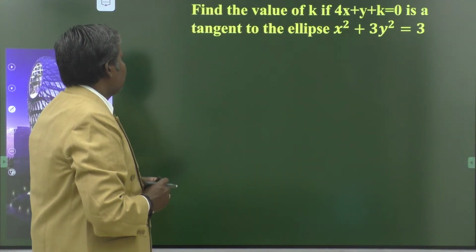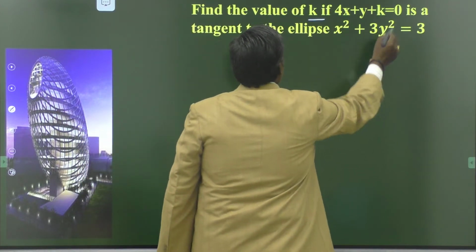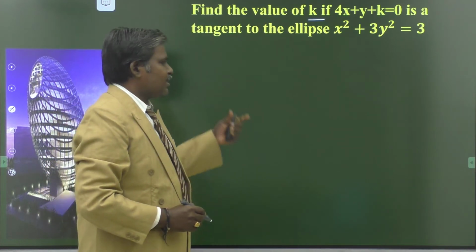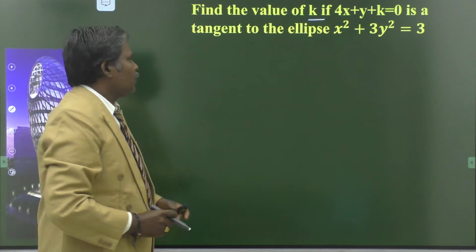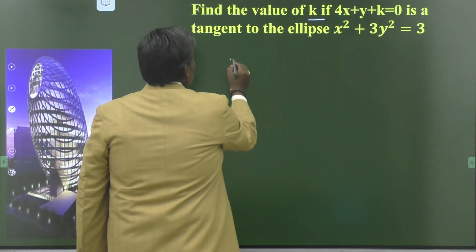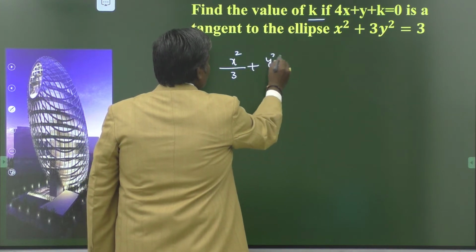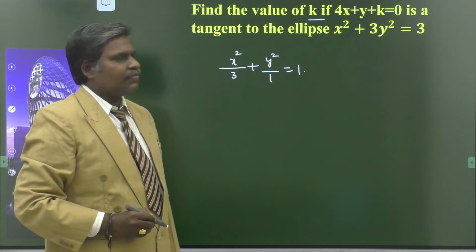See the next question. Find the value of k if this line is tangent to the ellipse. Very simple question. We are discussing very basic questions to understand the concept. So x square by 3 we are writing in the standard form plus y square by 1 is equal to 1. This is the given equation of the ellipse.